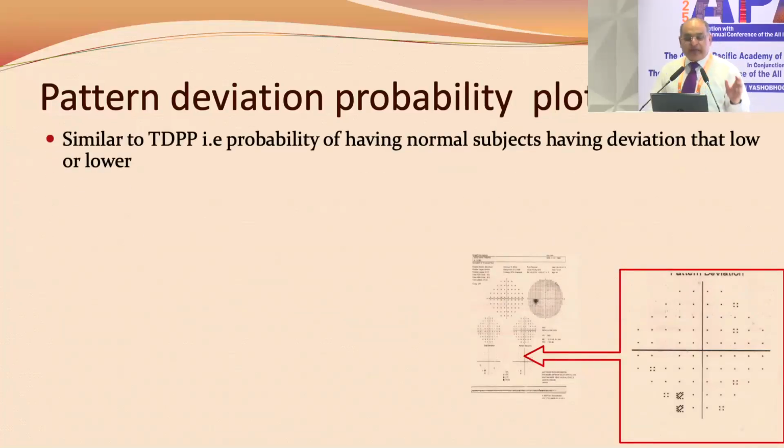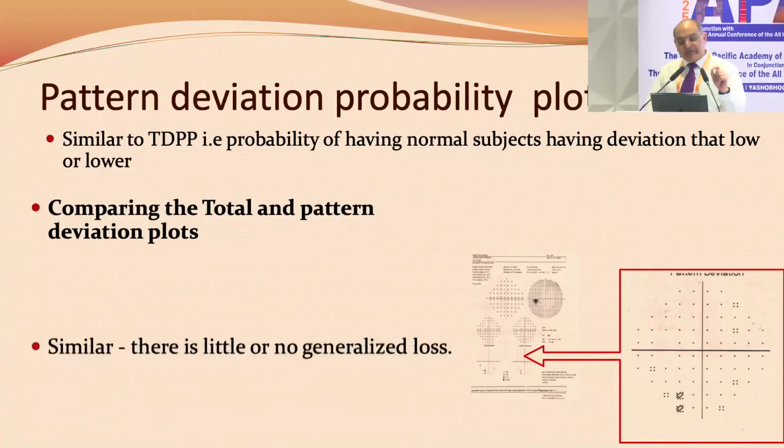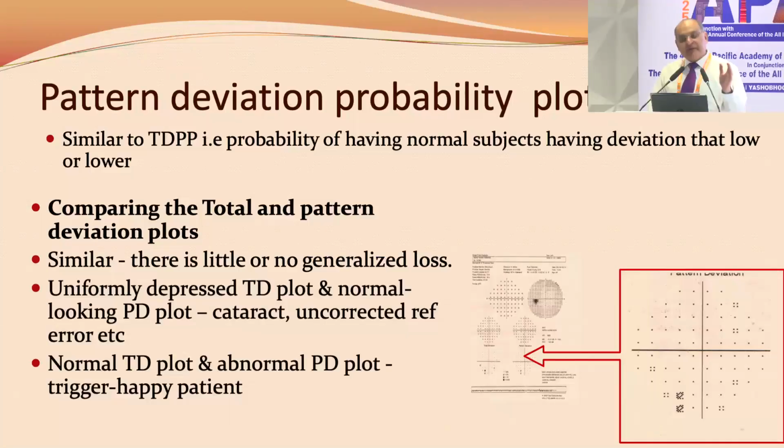Now we move on to the pattern deviation probability plot. Again, like the total deviation plot, it gives a significance to each point, that is, what is the probability of this point being normal. So we can compare the total deviation plot and the pattern deviation plot. They will be almost similar in early defects, but the problem will be in the generalized defect, where we have to bring out these defects which are more specific to glaucomas.